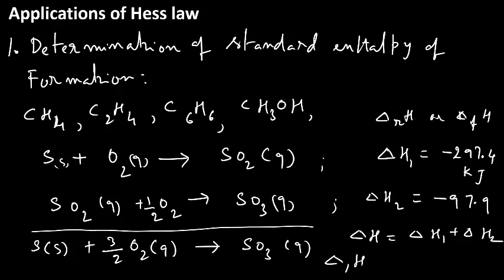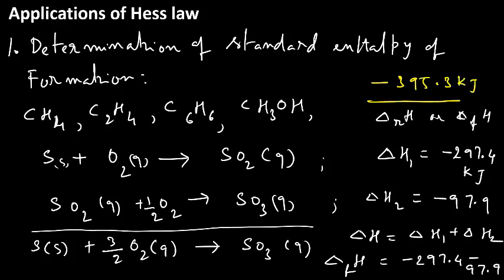Therefore delta H formation for sulfur trioxide is equal to minus 297.4 minus 97.9. Therefore the answer here is minus 395.3 kilojoule. So this is the enthalpy of formation of sulfur trioxide. Since sulfur trioxide cannot be obtained directly from elements, therefore we found it by this indirect method.